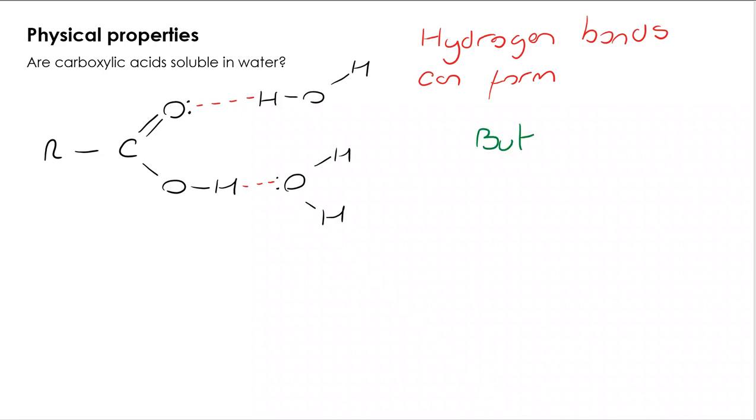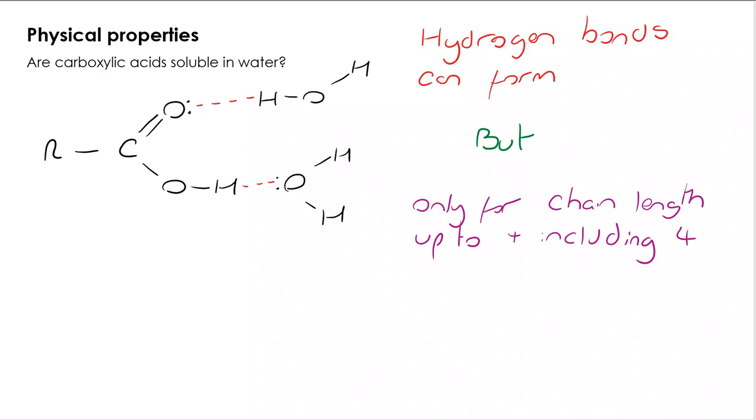That's only going to be true for shorter chain lengths. In fact, it's only true for the first 4 carboxylic acids up to butanoic acid. Anything beyond that is insoluble. And the way to think about this is, if you've got a very long carbon chain, a long carbon tail, it's going to be very difficult to disperse that through water molecules, so it won't dissolve. So longer chains are insoluble.